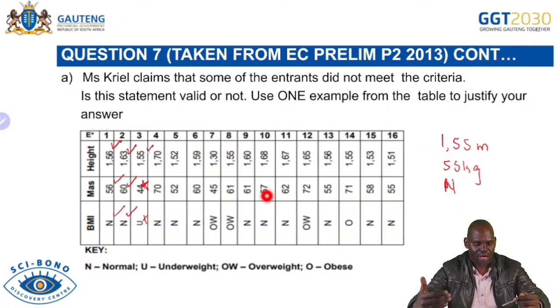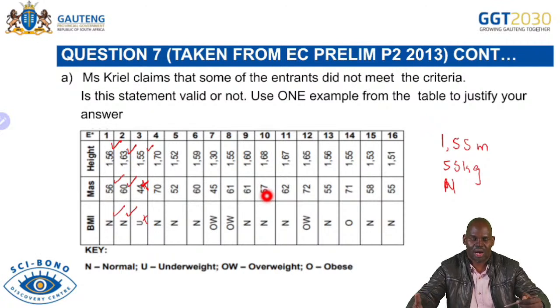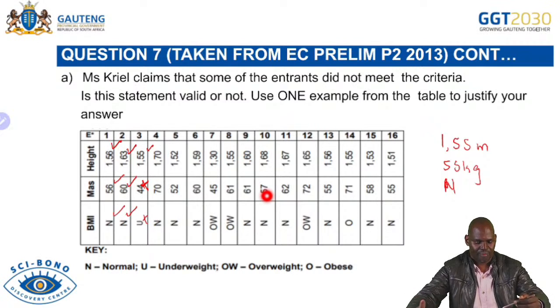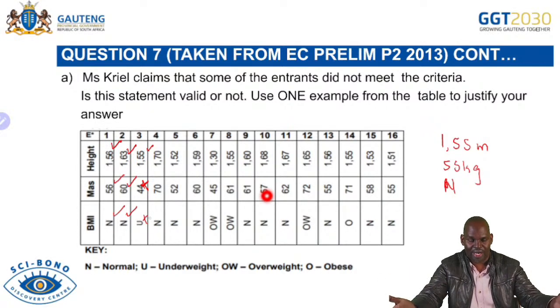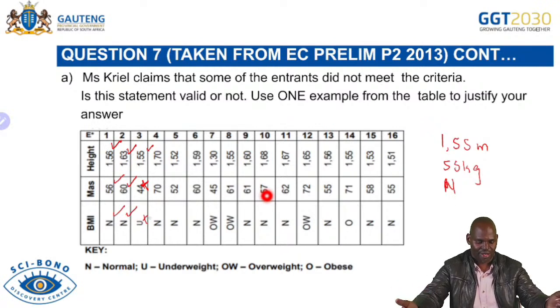Then in this case, they say, in this statement, is this statement valid or not? Use one example. So the statement is valid. Some do not qualify, or some did not meet the criteria. Like entrant number 3, because the mass is below 55, and the BMI is also underweight. Okay, and then they said one example, but because there's many of us, we can see another example. So let's check if maybe we can find another example.